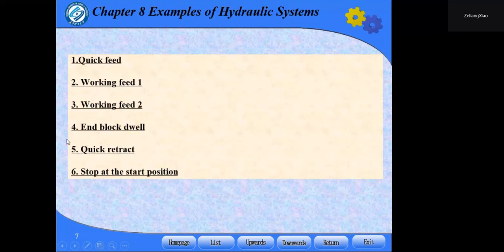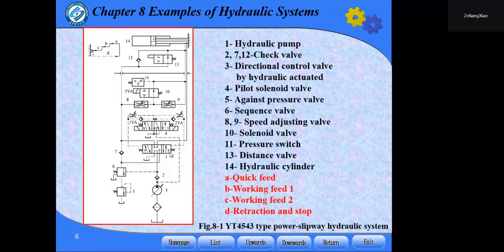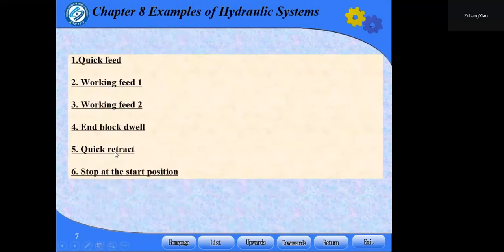So we go into the end block. The slipway moves forward until it is stopped by an end block. The pressure in the cylinder increases and the pressure switch 11 sends a signal. The slipway holds and touches the end block for a dwell time and then goes to the retraction operation. The slipway hold time can be regulated by a time relay. So go to the quick retraction.